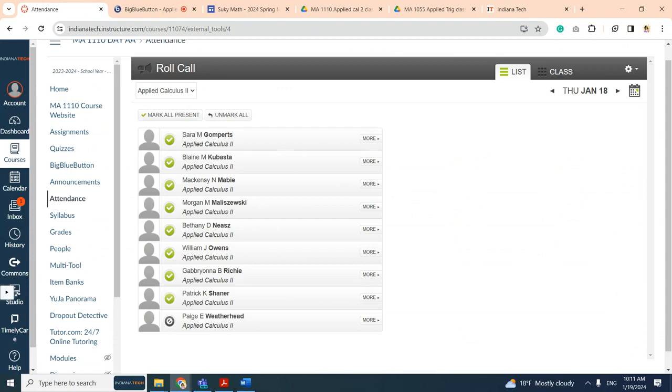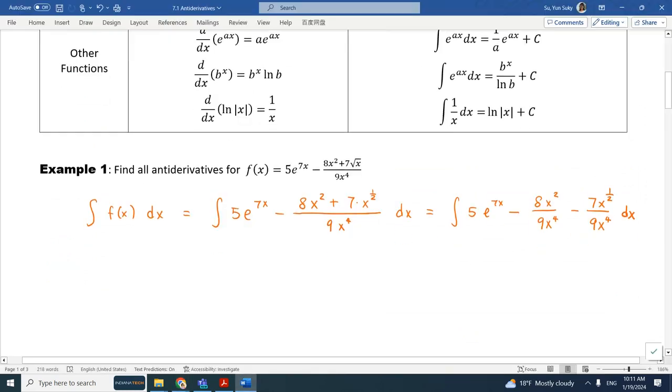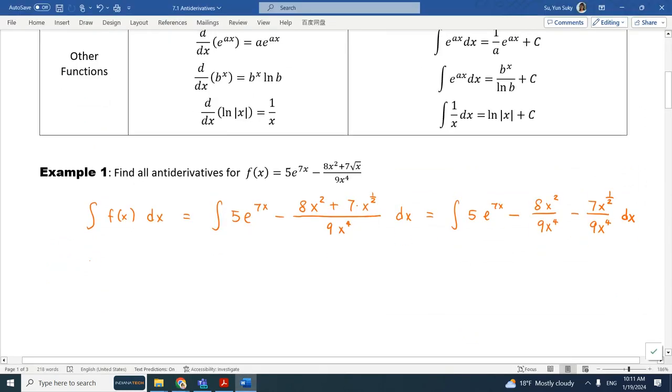Great, everybody is here. Awesome. Okay, so let's continue. We simplify it, right? So we have 5e to the 7x minus. When you simplify, you group the coefficients together, and then you combine the x powers.